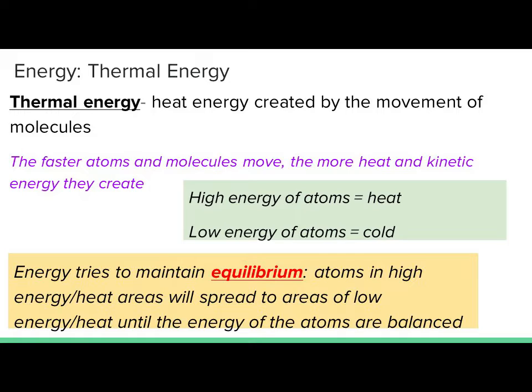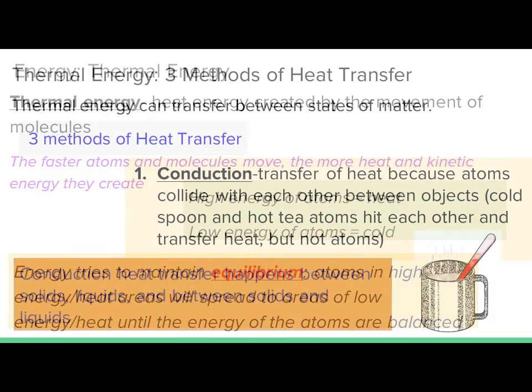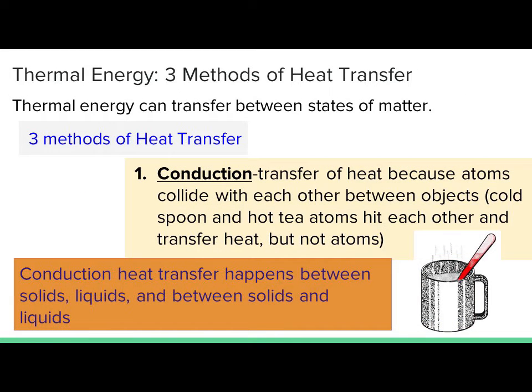Atoms in high energy or heat areas will spread to areas of low energy and heat till the energy of the atoms is balanced. Well, thermal energy, 3 methods of heat transfer. Thermal energy can transfer between states of matter. 3 methods of heat transfer.